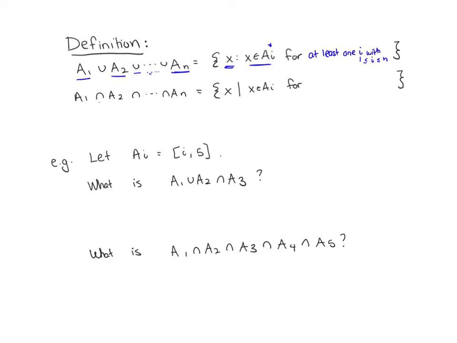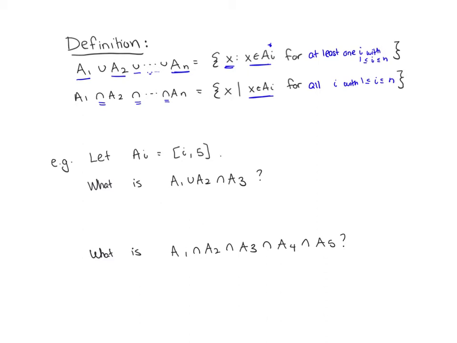Now I can also do that for the intersection. In order to be in the intersection, instead of just having to be in one of the sets, it has to be in every single one of the sets. So I need that x to be in A sub i for all i with i between 1 and n. Right, so we can still refer to this union and this intersection now for these greater numbers of sets.